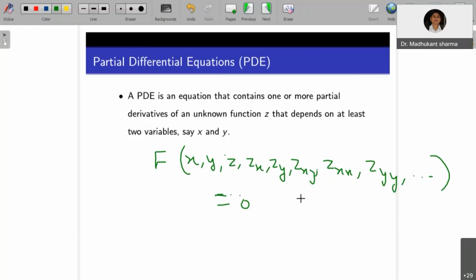Okay, now we will see the classification of these. We will restrict ourselves to second order partial differential equations. So I will write mostly in this form, because we are going to be more focused on this.